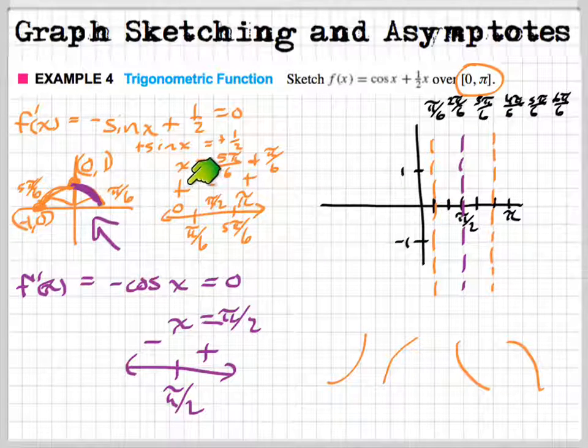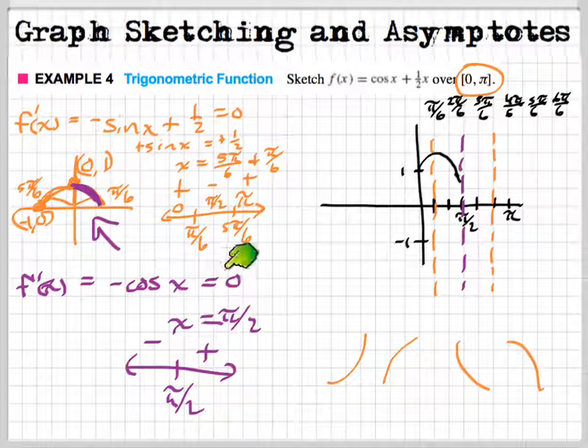So before pi over 6 we have a positive, and since pi over 6 would be over here, it would be concave down. So we have, is it positive? Oh yeah, it's positive. So we're going to increase, and we're concave down. So I'm increasing, concaving down, and then as soon as I hit pi over 6, we're going to start decreasing, and then we're still concaving down.